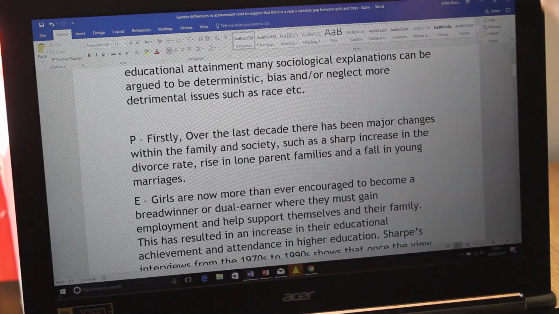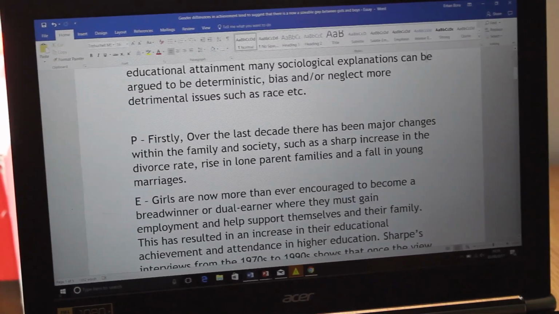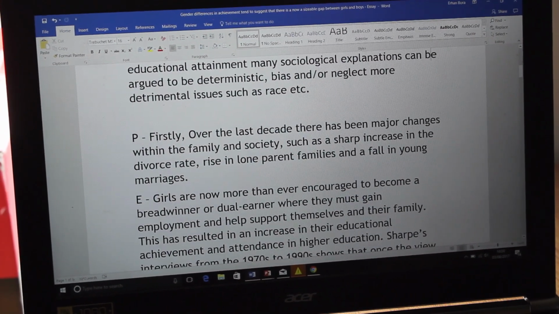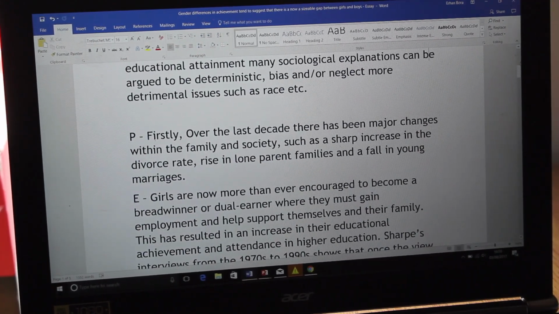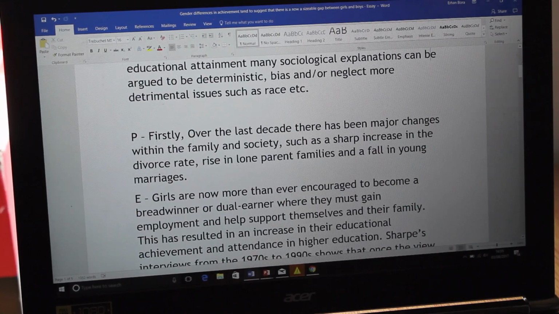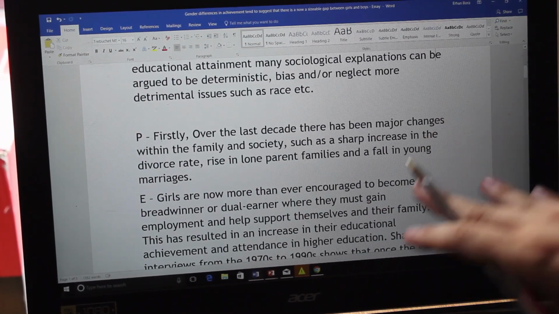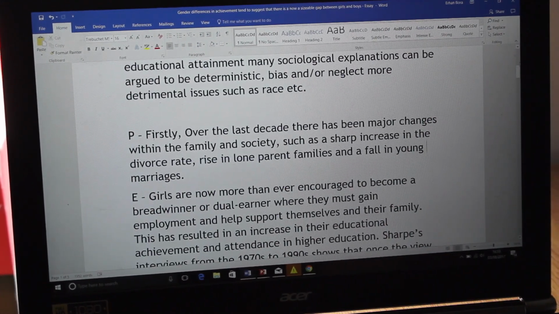Over the last decade, there have been major changes within the family and society, such as a sharp increase in divorce rate, a rise in lone parent families, and a fall in young marriages. Again, good AO2 link here. I'm applying family into an education question, but again, it's still relevant to what's asked of me. Now I'm going to explain it and how it links to the question.